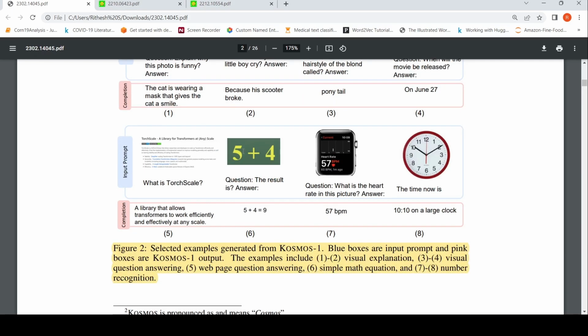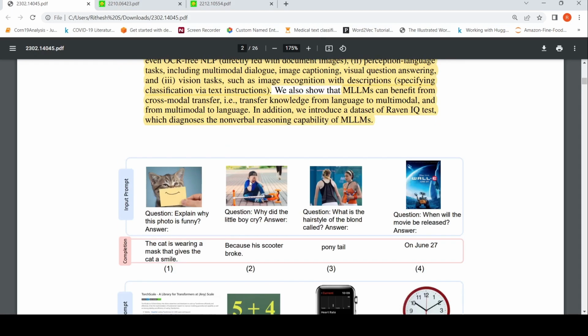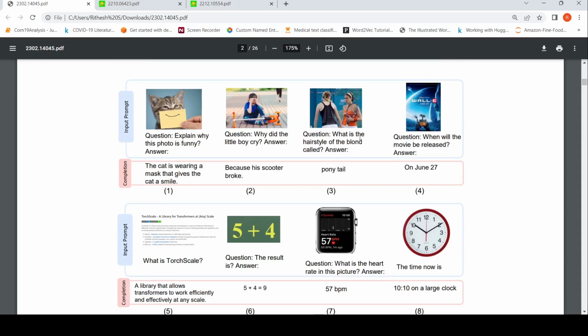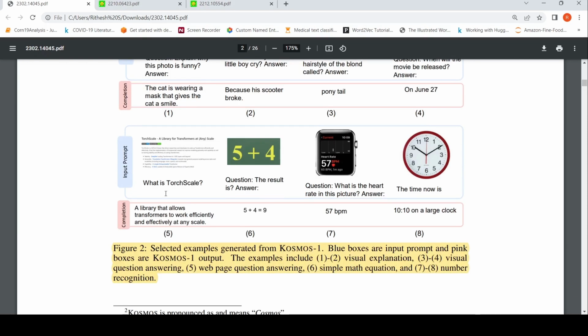So this is an example of visual explanation. Then you have visual question answering over here. Question, when will this movie be released? Again, there is a poster of Wall-E. So this Wall-E poster plus this text is input. It answers this. Okay. This is actually answering from web pages.